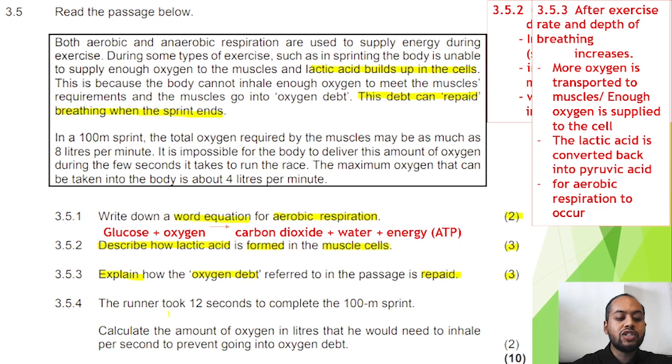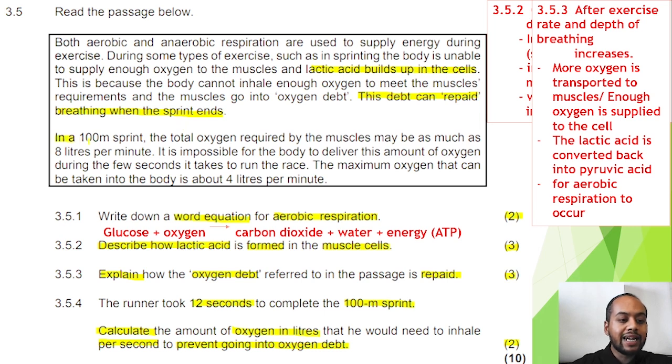3.5.4 states that the runner took 12 seconds to complete the 100-meter sprint. Calculate the amount of oxygen in liters that you need to inhale per second to prevent going into an oxygen debt. For 2 marks, we are calculating the amount of oxygen in liters. The runner took 12 seconds to complete the 100-meter sprint. Let's go back to the paragraph and see if there's some useful information that could be of assistance to us.